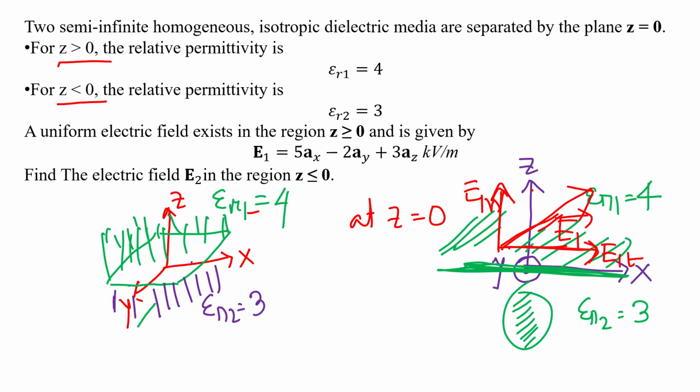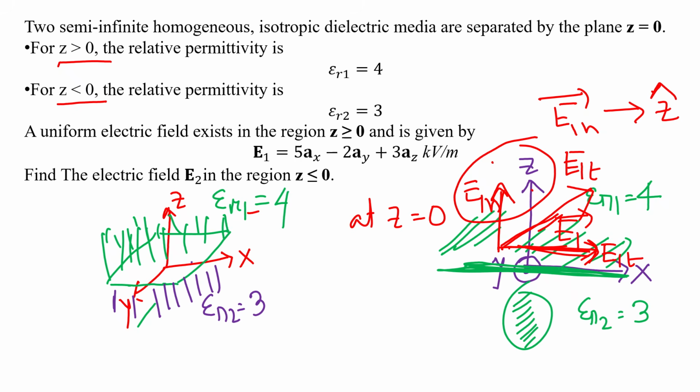Now if you see the two vectors, this is the normal vector, this is the tangential vector. Normal vector is aligned along which direction? The normal vector is aligned along z direction. So my direction of normal vector is along the z axis. And my tangential vector E1t is along the xy plane. So this is the orientation of the two vectors which are contributing E1 vector. The normal component is aligned along z axis and the tangential component is aligned along the xy plane.